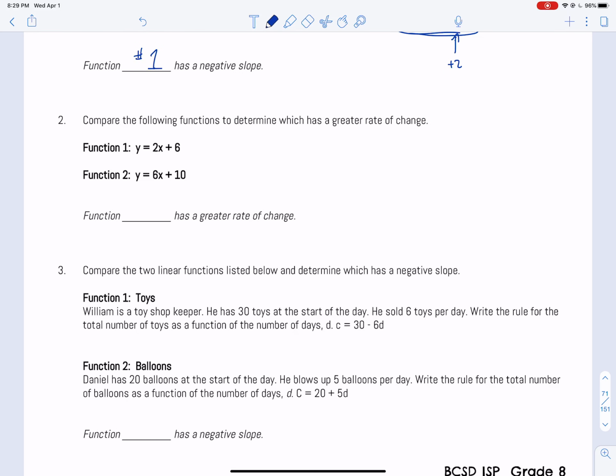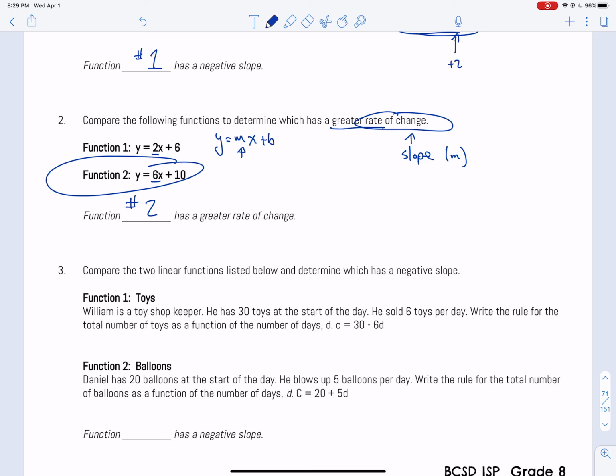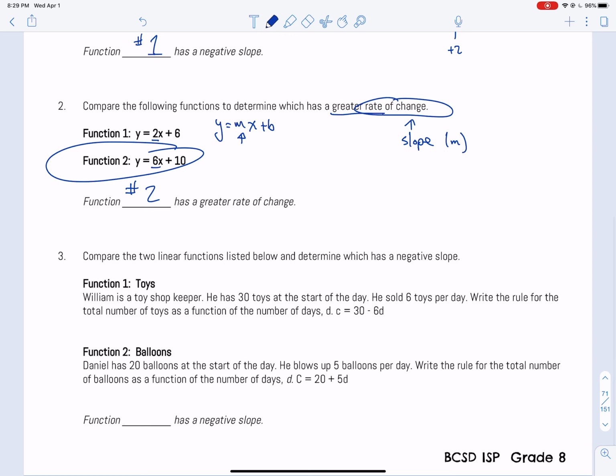This one, we're asked to determine which one has a greater rate of change, so a bigger number. Rate of change. Okay, what does that mean? Rate of change. That's the slope, or m. Okay, look at these equations. Let's compare to y equals mx plus b. This is the number we care about right here. So m. Which one is m? Let's just underline them. 2 and 6. Which one has the bigger number? Greater rate of change. That's function 2. So number 2. Okay, the last one.